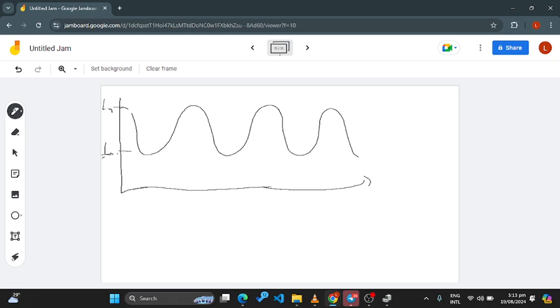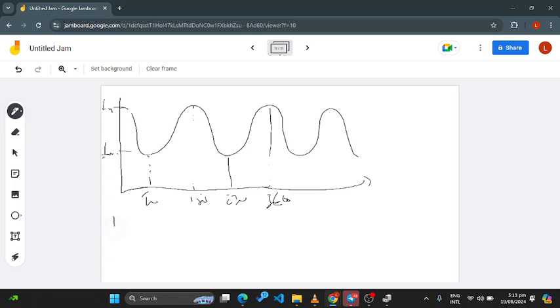Still, this point in the middle is what? The turning point here is 90 degrees. The turning point here is 180 degrees. The turning point here is 270. The turning point here is 360. Then the cycle repeats again.